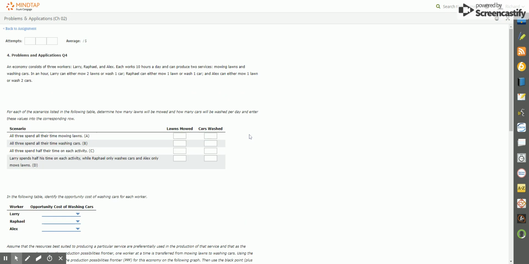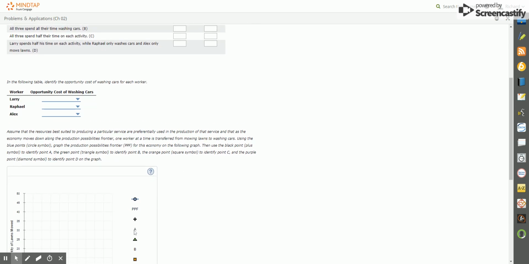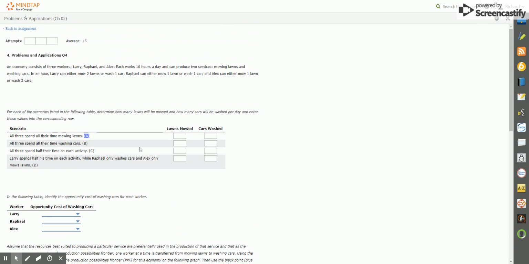So the first part of the actual problem is down here in this scenario box or table. It gives a few different possibilities. One is that all three spend all their time mowing lawns. And it says that that's going to be option A when we come down here and plot this out. There's an A, and that's this little plus symbol. So we're going to think about that in a little bit.